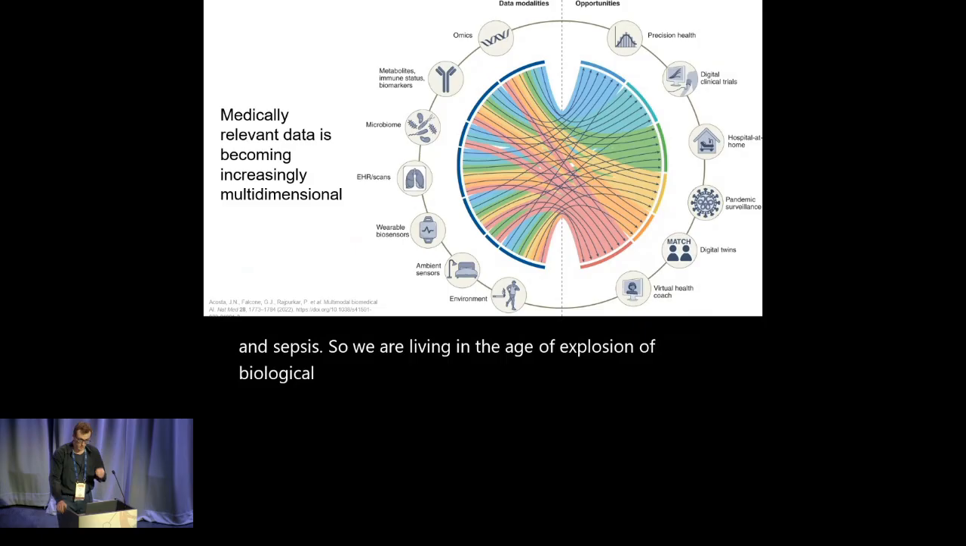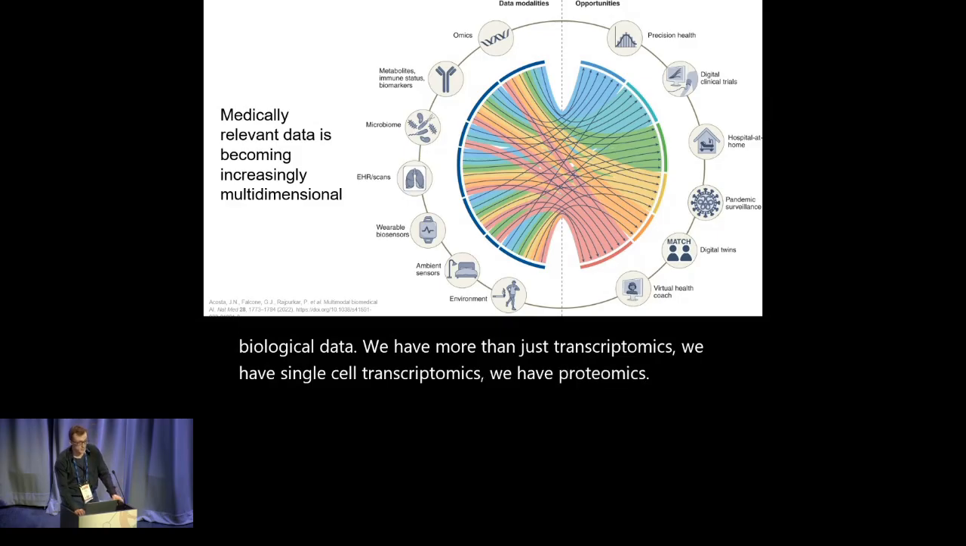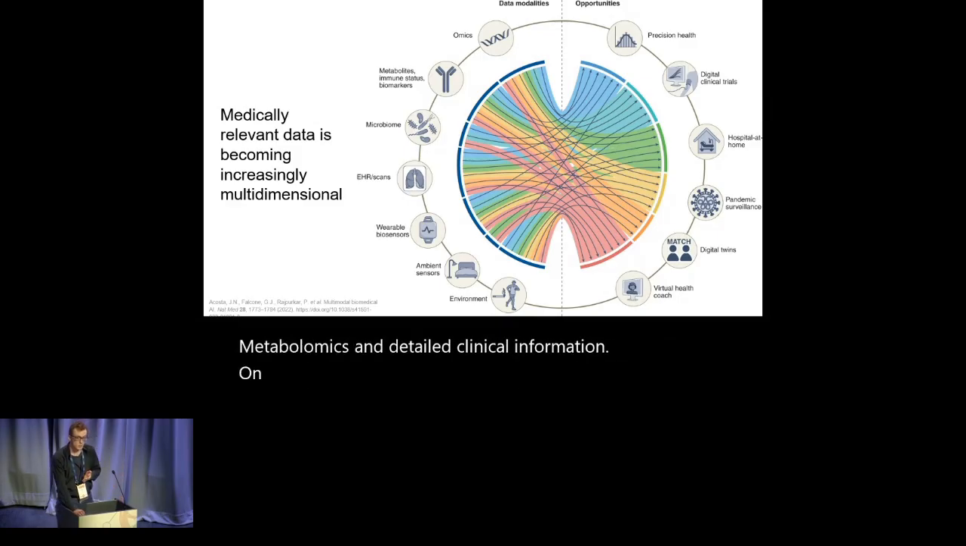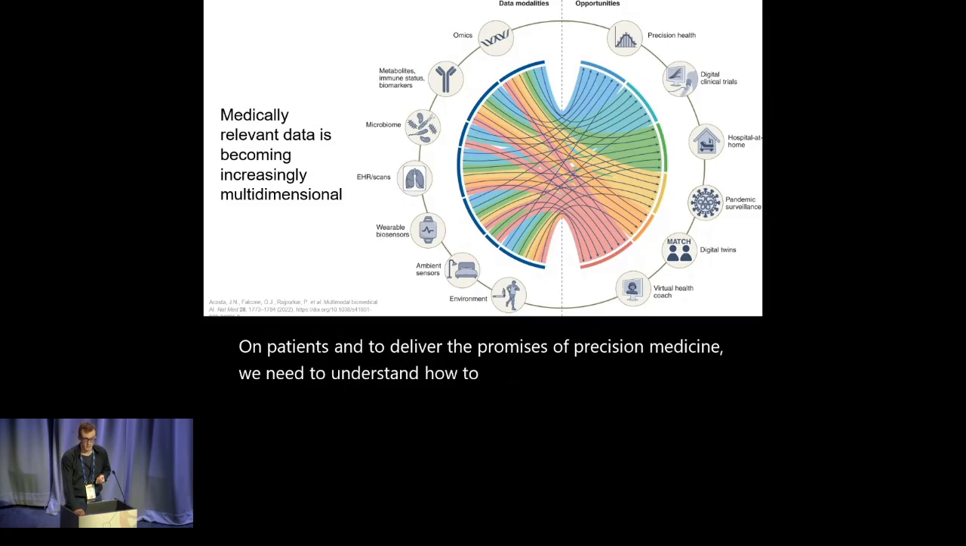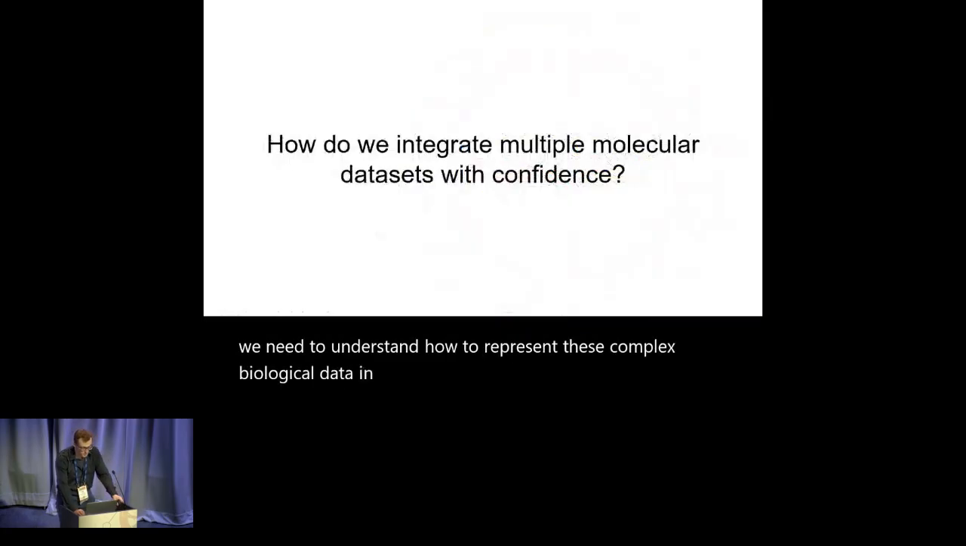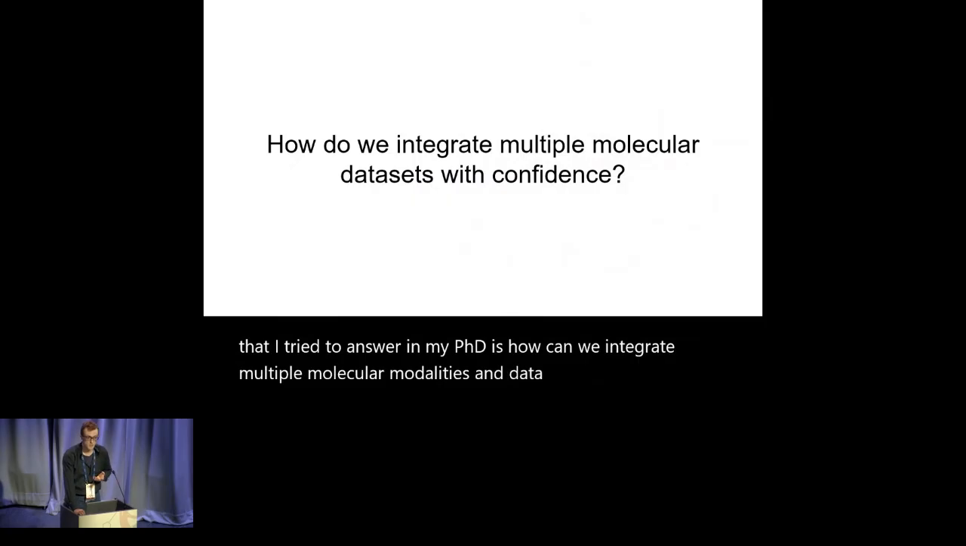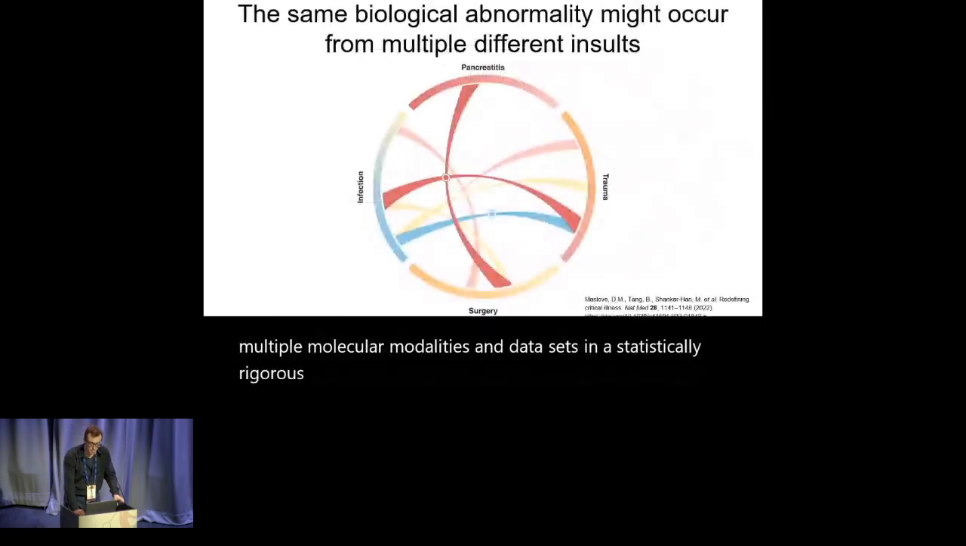We have more than just transcriptomics. We have single-cell transcriptomics. We have proteomics, metabolomics, and detailed clinical information on patients. And to deliver the promises of precision medicine, we need to understand how to represent these complex biological data in a most efficient way. So the first question that I try to answer in my PhD is, how can we integrate multiple molecular modalities and data sets in a statistically rigorous way and with confidence?